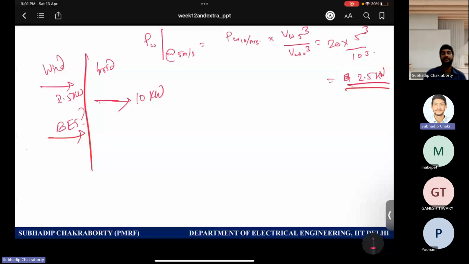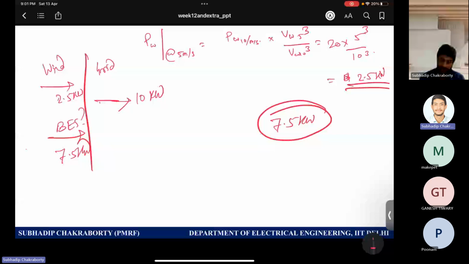500 volts. So what is the battery current? Power of battery, power delivered by battery divided by voltage. So what is it? 7500 divided by 500. So what is the battery current? 15 amps, right? This is the answer. Simple question, right?